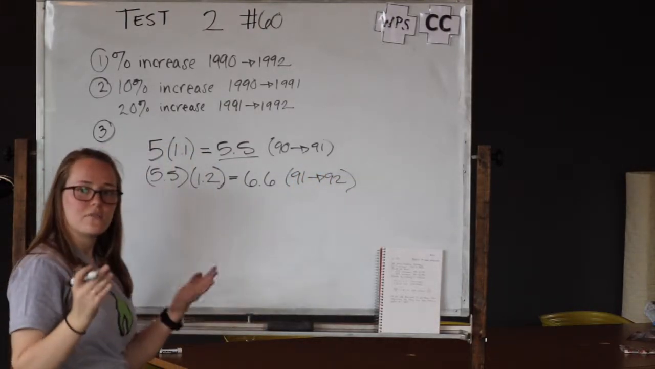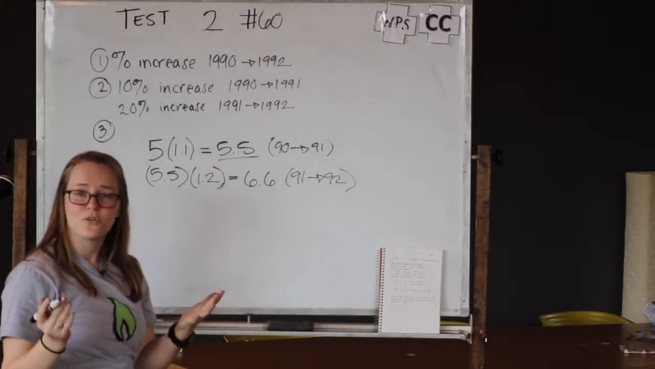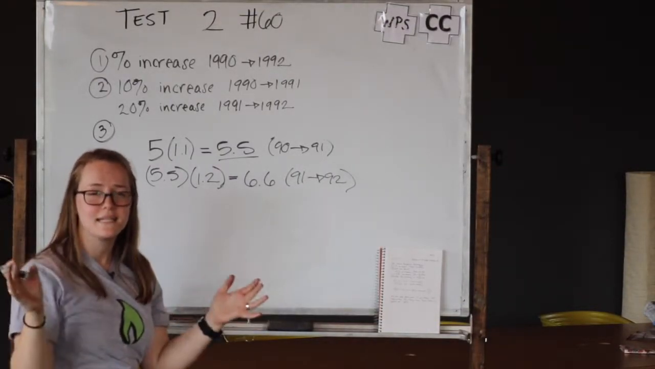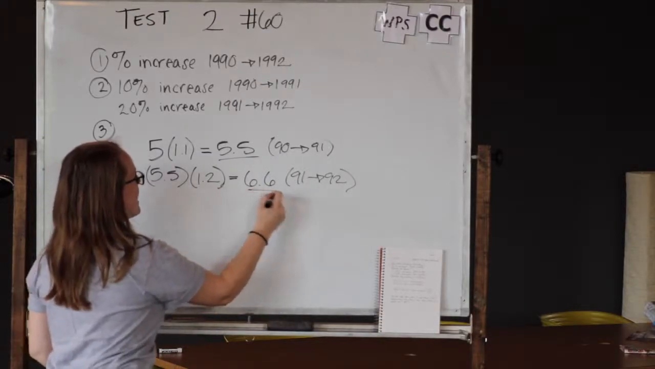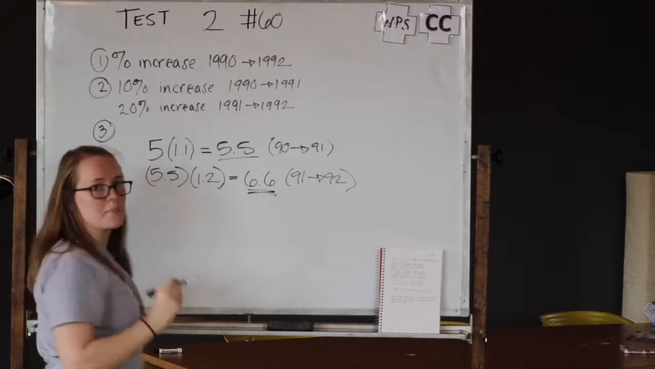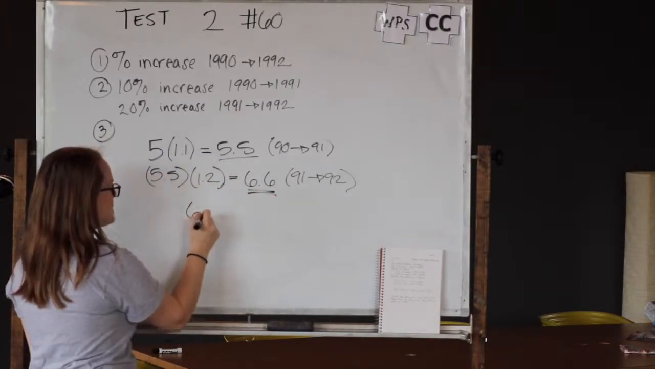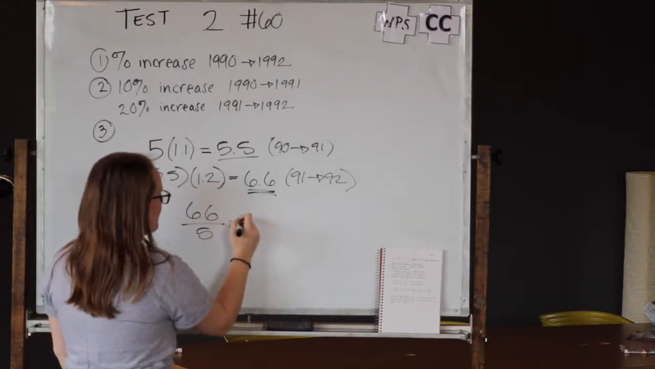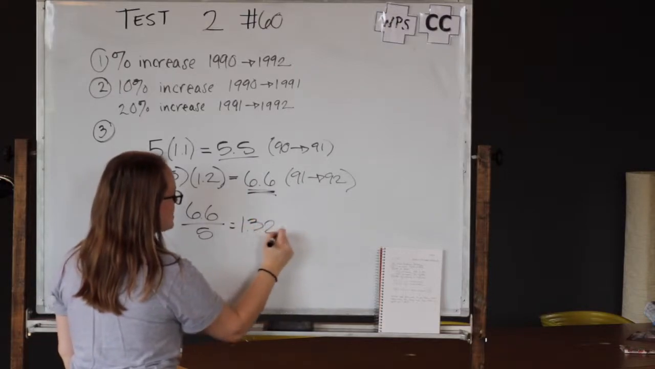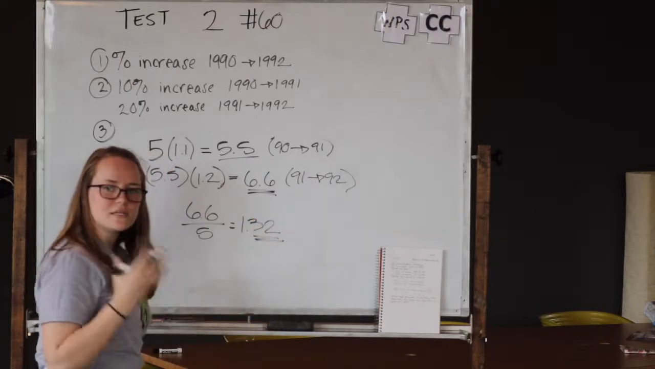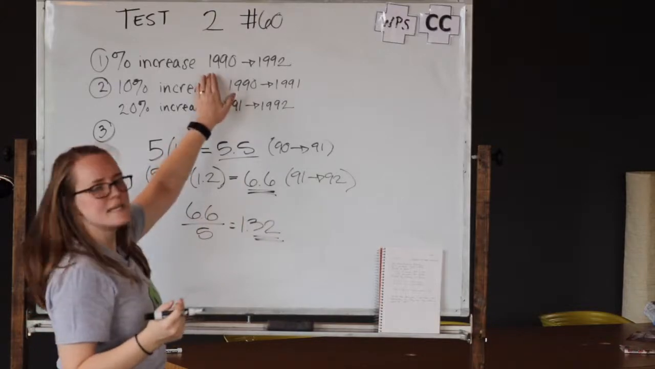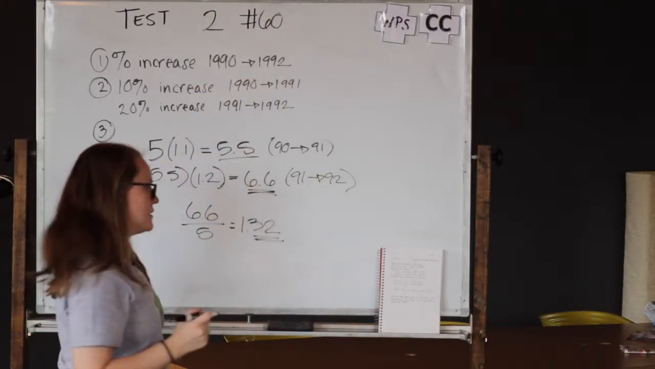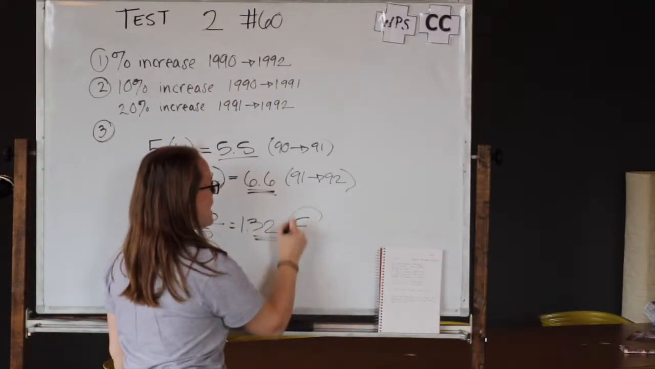And now if we want to find out her total percentage increase from 1990 to 1992, we need to divide this number by our starting number, 5. So 6.6 divided by 5 comes out to 1.32, which is the same as a 32% increase from 1990 to 1992, and that is option F.